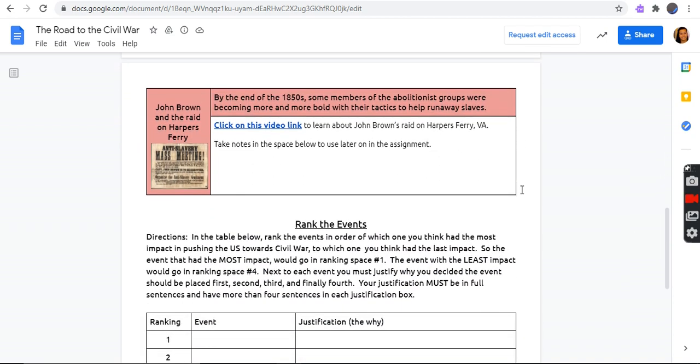John Brown and the Raid on Harper's Ferry. Anti-slavery mass meeting.